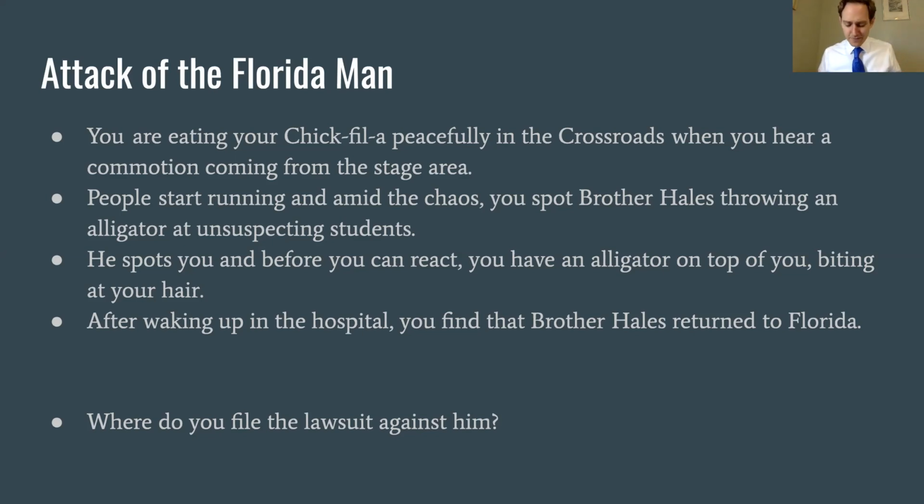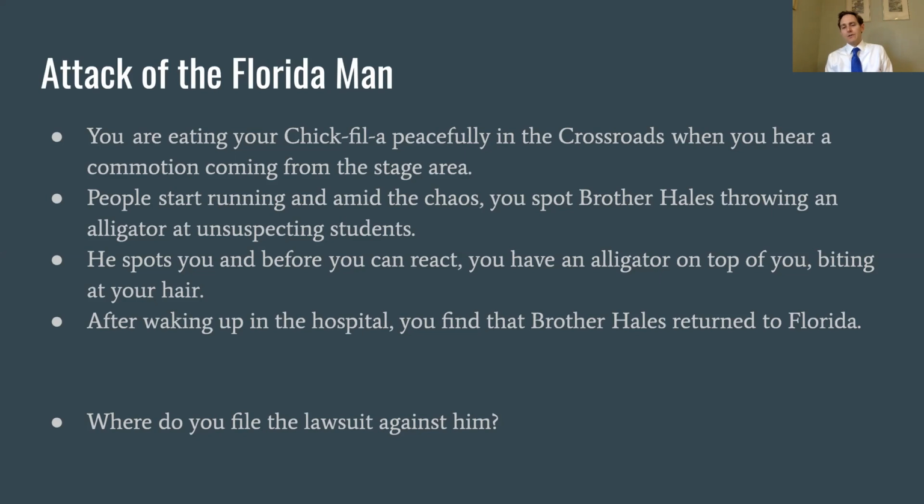And here it is, Attack of the Florida Man. So you're in the Crossroads, back when we used to be around each other, just eating lunch. And here I come with, of course, an alligator. And I throw it at you. It lands, it bites at your hair and freaks you out so much that you pass out or whatever. You wake up in the hospital, and it's time. You've suffered an injury, obviously. It's time to sue Brother Hales. So the question is, where are you going to sue me? Again, this question at the bottom of the slide: where do you bring your lawsuit against me?